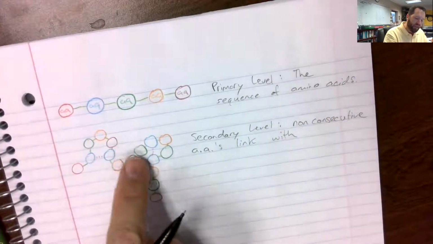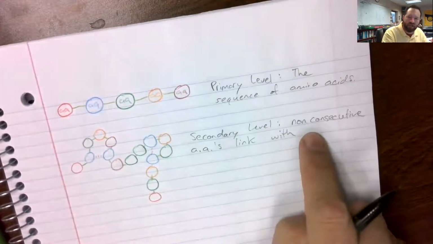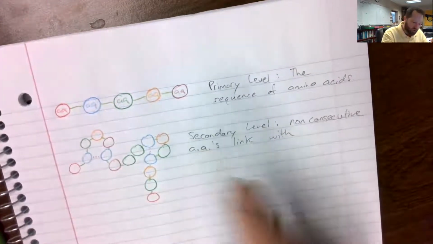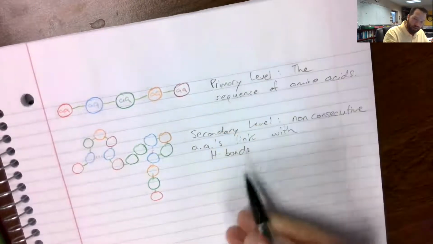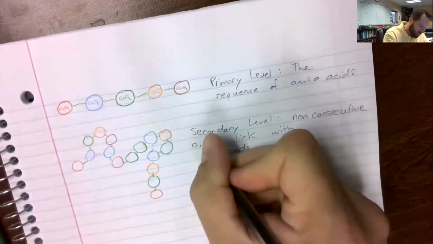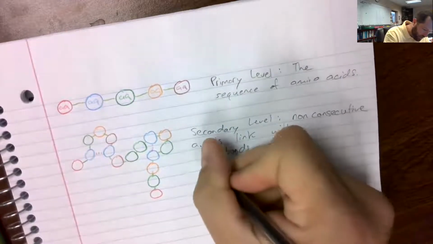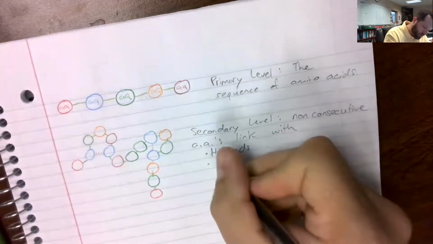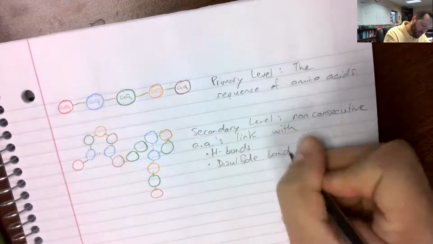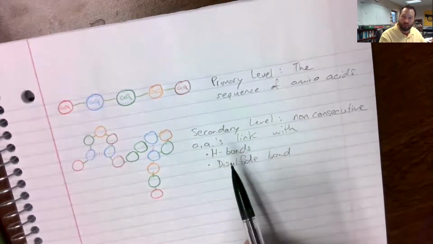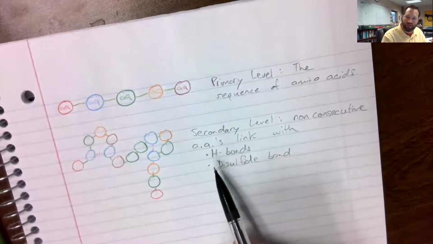And this is where we have non-consecutive, so not next to each other, amino acids that are going to link with different things, such as hydrogen bonds. We've already taken a look at some of those. We saw those in DNA. Also, it could be what we call a disulfide bond. Now, we're not going to spend a whole lot of time on that. It's very similar to a hydrogen bond, except with sulfur instead of hydrogen.